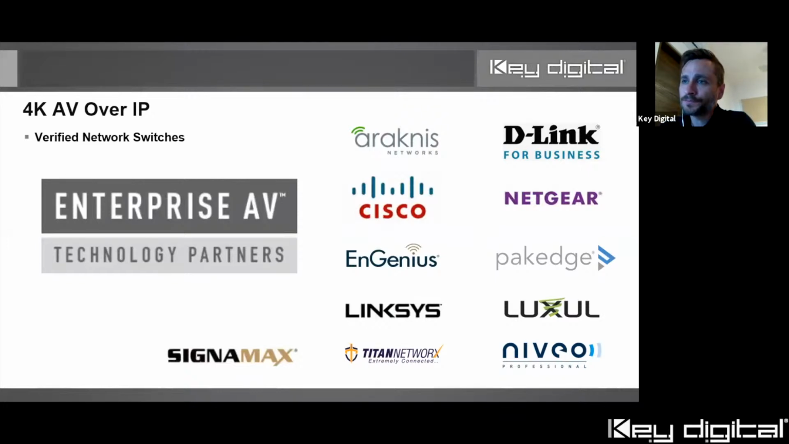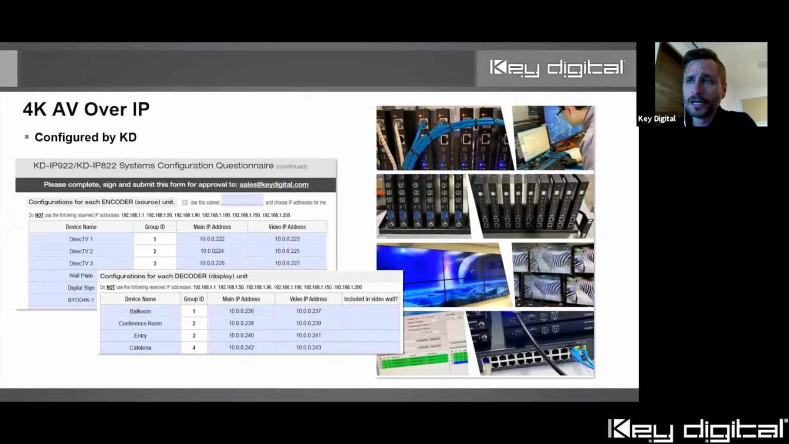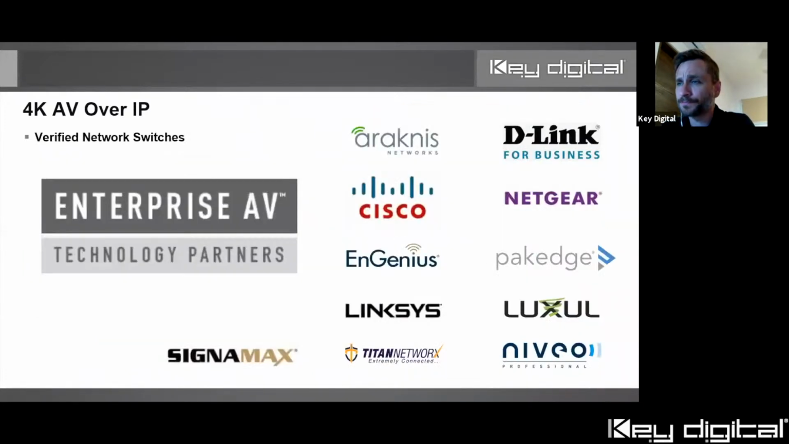Now, let me take a step back. You may have noticed there's 2 IP addresses for each unit, a main IP and a video IP. One is for all the inter-device communication, that's the main IP, and the other's for the video broadcast, transmission, and reception. And it makes sure that when we're communicating from unit to unit, it doesn't interrupt the video broadcast side. And that's what makes our system very, very reliable.